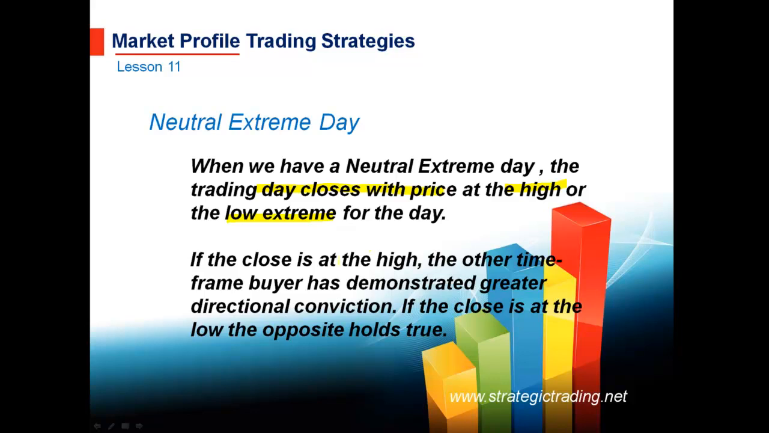So if the close is at the high, this is telling us that the other time frame buyer has demonstrated greater directional conviction. They're now in control and prices are likely to move higher. If the close is at the low, the opposite would hold true, meaning the seller is in control and we are likely to see movement in the following day in the direction of the conviction to the downside.